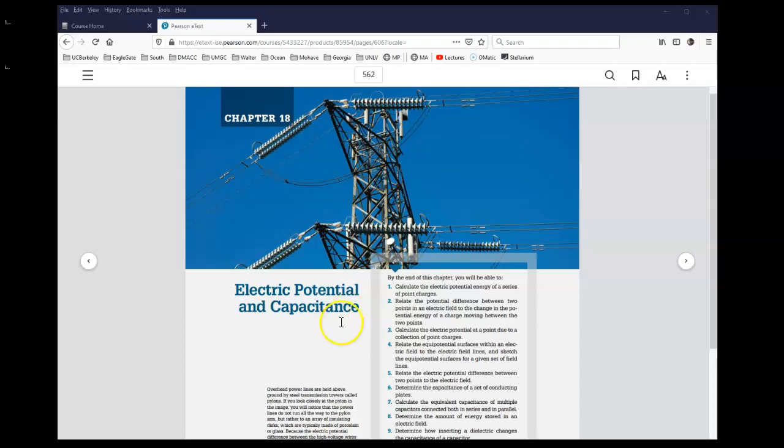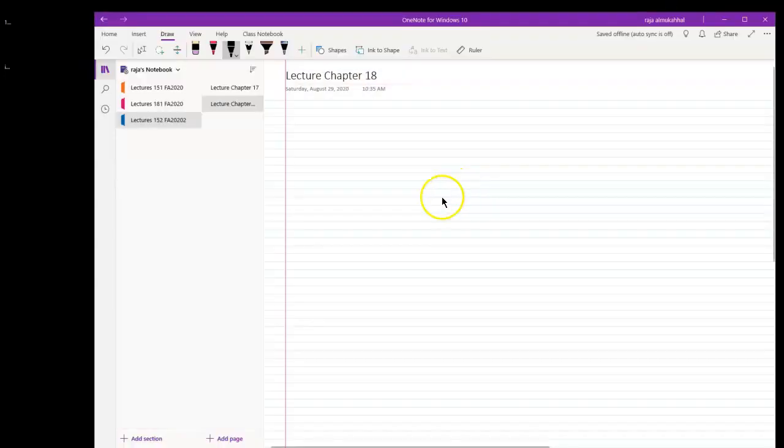I want to begin with the concept of conservation of energy and electric potential. So let me go to the OneNote, and let me just review something that you have studied back in Physics 151, and that is the conservation of energy.